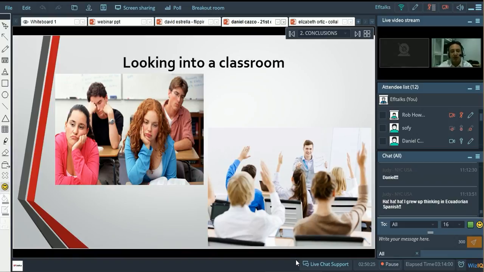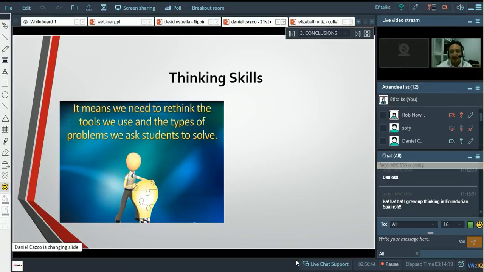And looking into a classroom, we can have these two different classrooms. Which one do you like to have? The one that is on your left or the one that is on your right? And the idea would be to have all the students participating and motivated to learn English. And as Luis was saying before, if you are happy in class, the students will feel that and they will be really happy to learn and they will be really happy to participate.